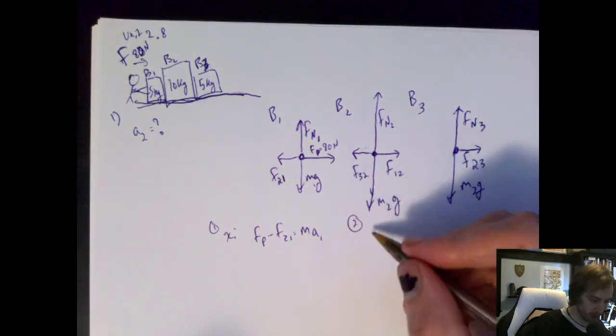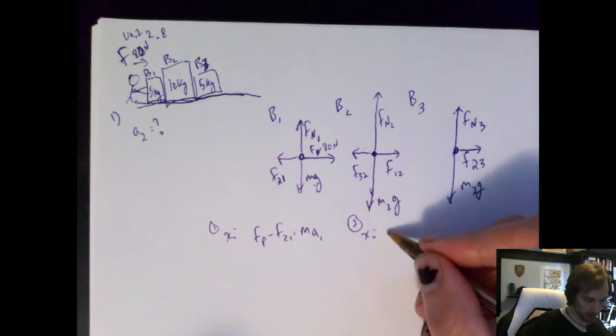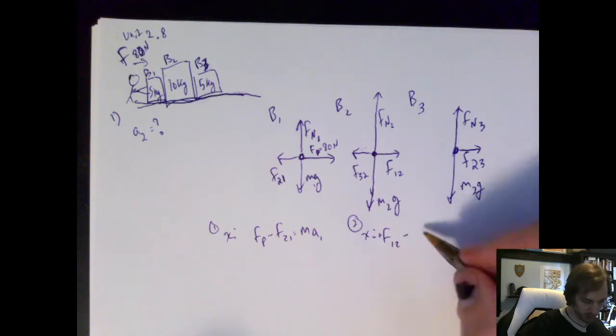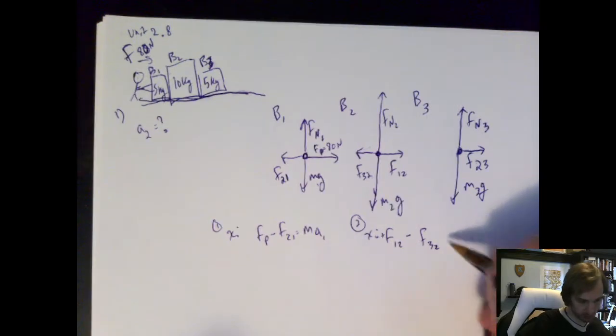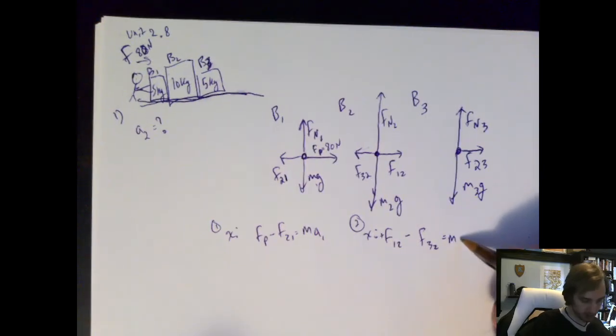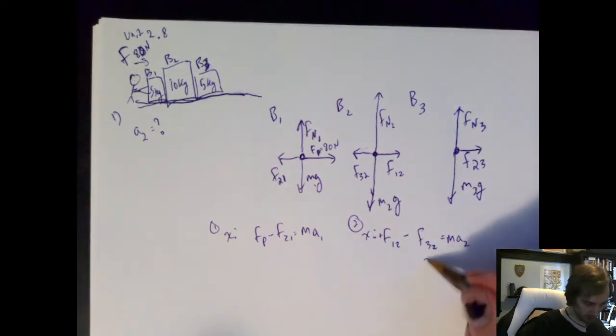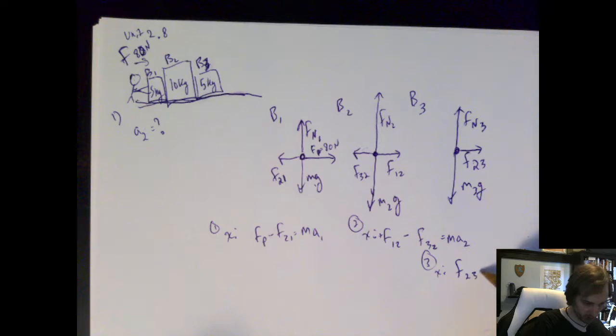For box 2, we would set it up so that we would have our force of 1 on 2. That would be positive because it's going to the right. We would have the negative force of 3 on 2 because that's going to the left. That would be equal to mass times the acceleration of box 2. For box 3, we would have a setup that looks much the same, except this one would be just force of 2 on 3 equals m a3.